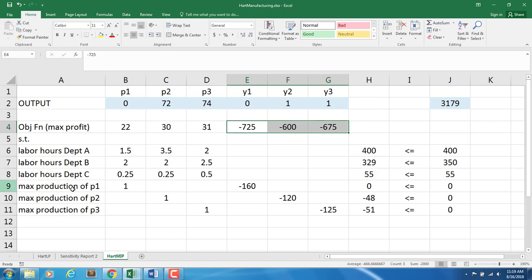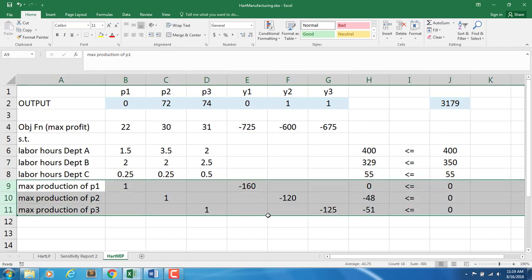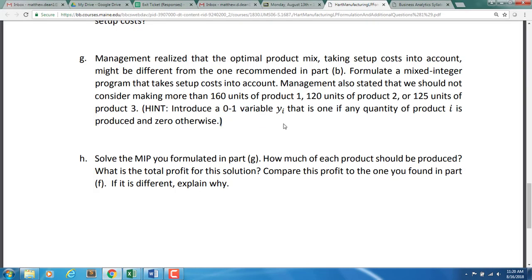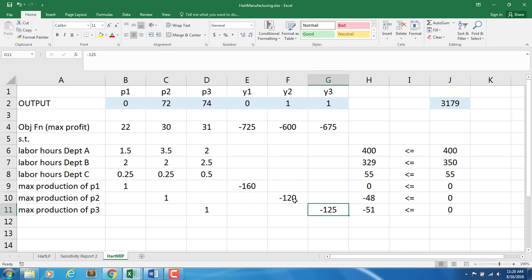I'm assuming you're talking about this down here, the max production. You're wondering why this is a negative 160, why this is a negative 120, negative 125, right? That's what I'm assuming the questions are asking about. So that's what I'm going to answer. So if we go to this, it says management stated that we should not consider making more than 160 units of product 1, 120 of 2, and 125 of product 3. And if we go back to here, we see negative 160, negative 120, negative 125. It's not a coincidence that those numbers are exactly the numbers that are the maximum.